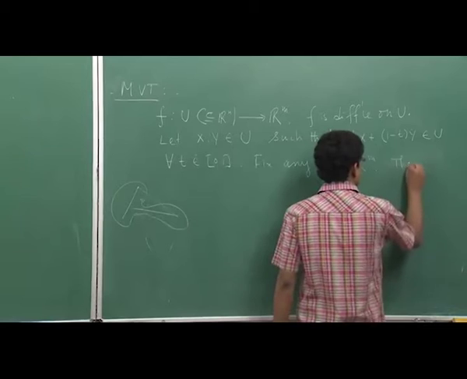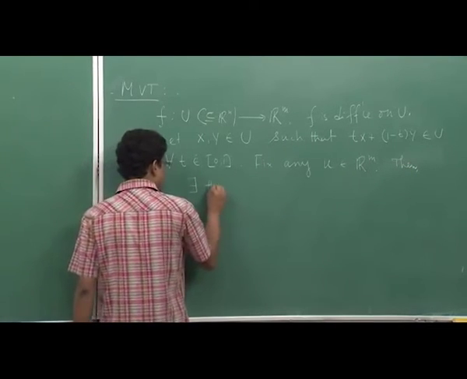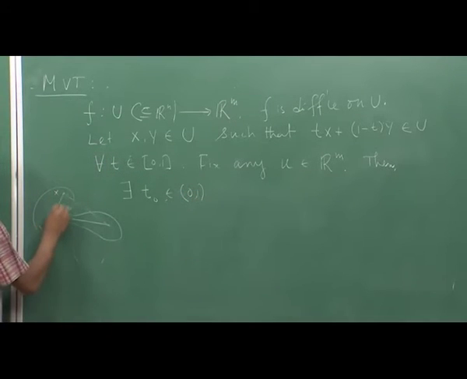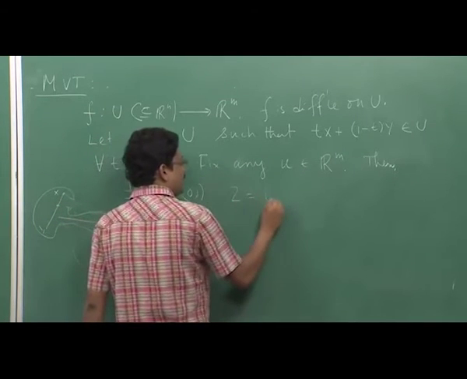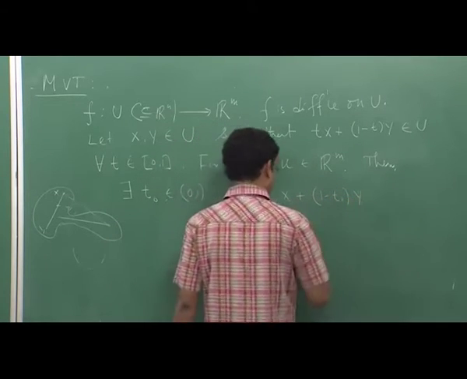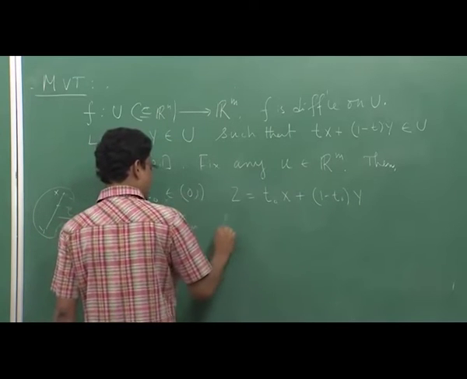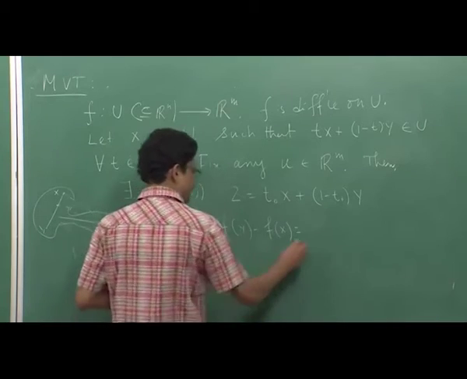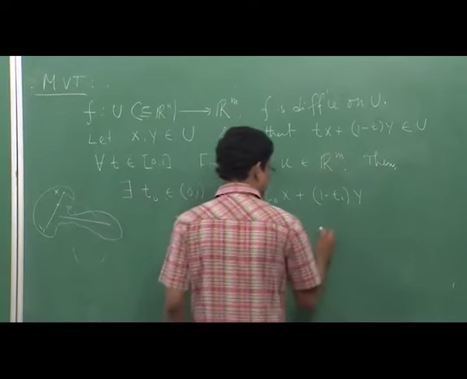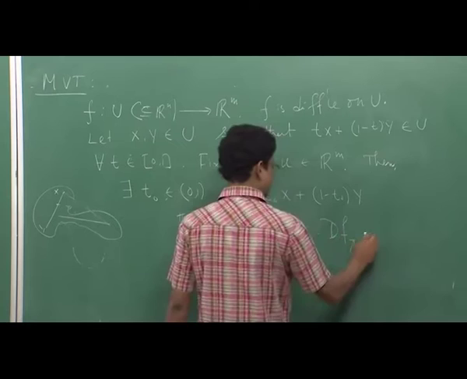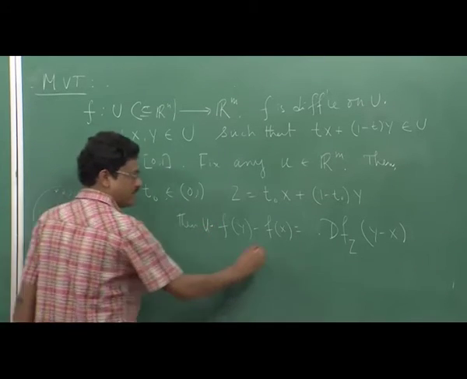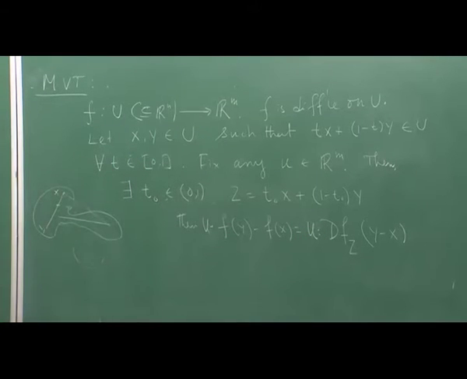Fix any u in Rm, then there exists a t naught, something in between on the line joining x and y, so that if I take z equal to t naught x plus (1 minus t naught) y, then f(y) minus f(x) equal to, okay, I have to look at its direction. Okay, let me write it later. What does the direction mean? It is not true that f(y) minus f(x) equals df at z acting on y minus x. So, we have to look at it from the direction of u, on the left hand side and right hand side. This is the correct statement for MVT for functions of several variables, and the proof is extremely easy.